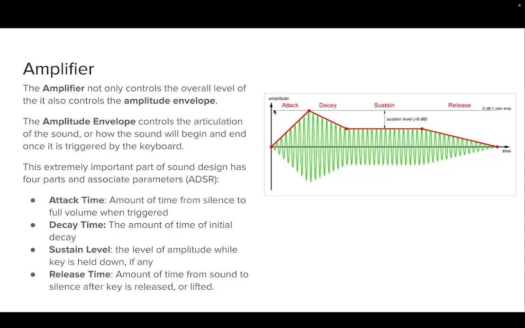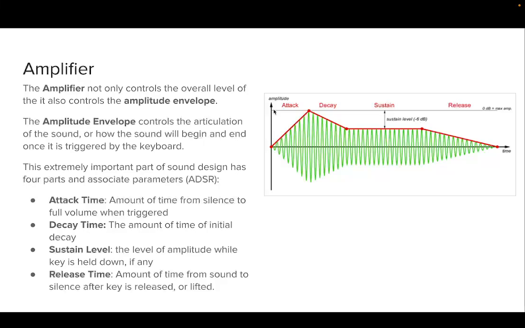Decay time is the amount of time of initial decay after pressing the key. Pianos, for example, have a decay after their initial press. The sustain level of a sound, if any, is the level of amplitude while the key is held down. If you've ever played on different presets of a synthesizer, you'll know that some of the sounds, when you hold down the key, do not continue to make a sound.